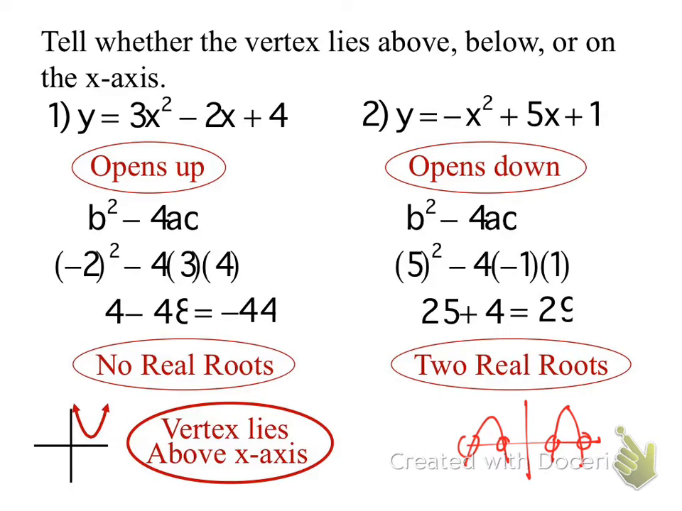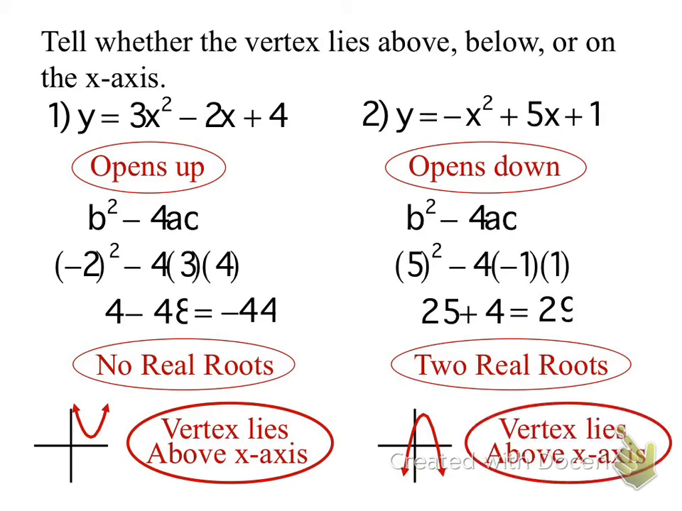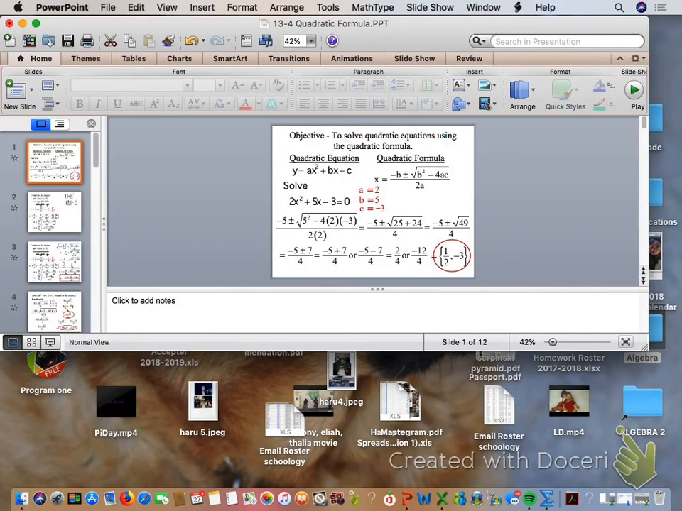Okay, questions? Why does it matter if it opens up or down? It just helps you determine where the vertex is. Sometimes I have people graphing, like, remember when we were doing 12-4? Some people on those graphs were all over the place, had no clue. If you know the discriminant, you can check yourself on your vertex. Okay, are there any questions on how to use the quadratic formula? That is the lesson.